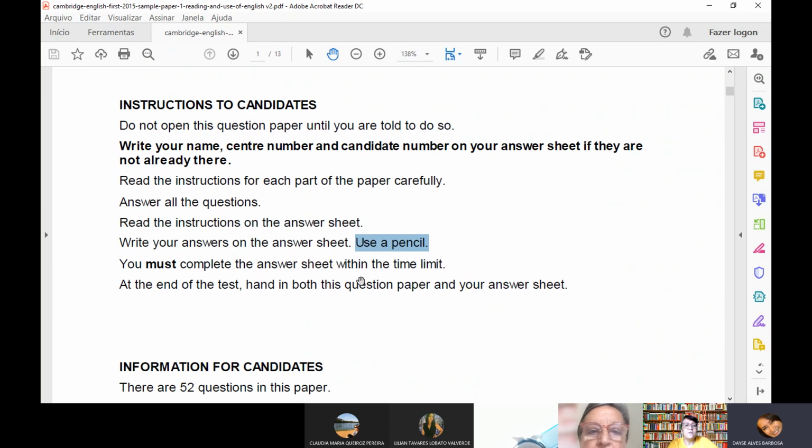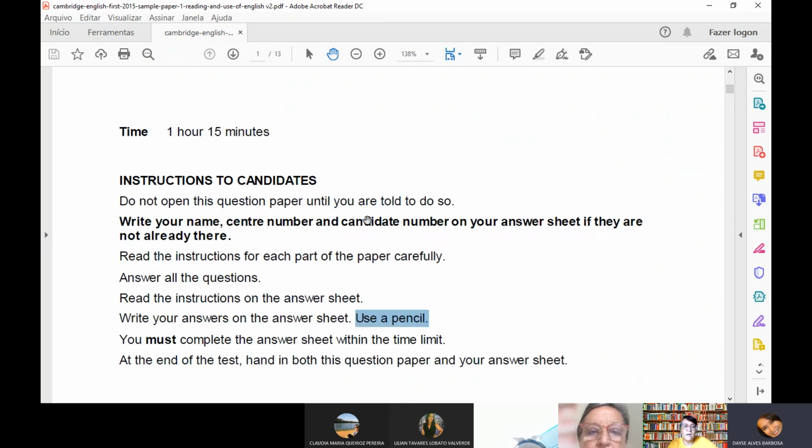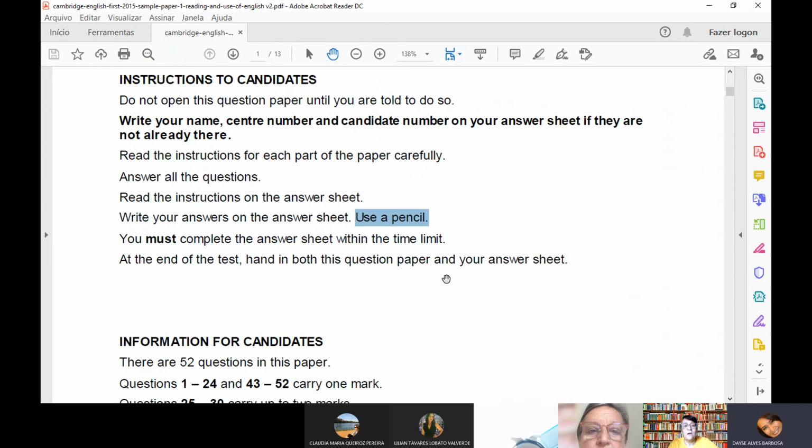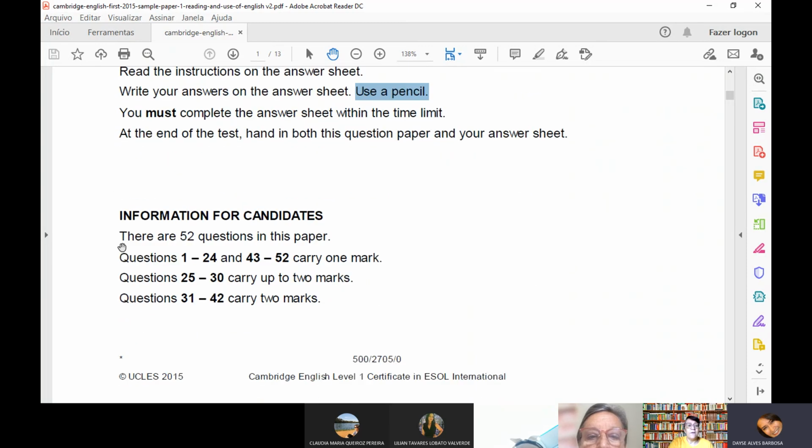You must complete the answer sheet within the time limit. So when time's up, the test is over, you have to stop. And at the end of the test, hand in both this question paper and your answer sheet, all right? Information for candidates: there are 52 questions in this paper, always. There will always be 52 questions for the Reading and Use of English.